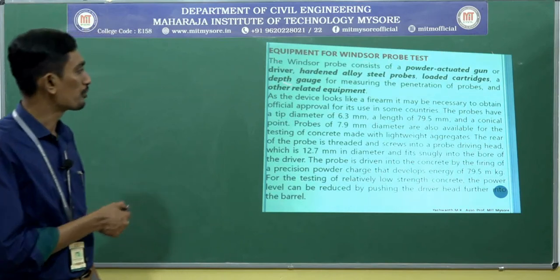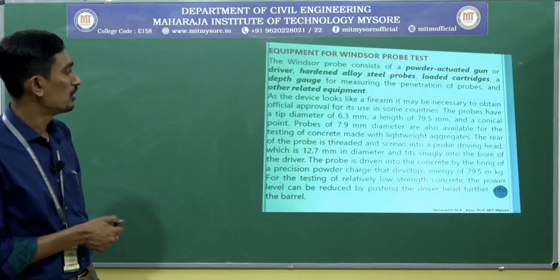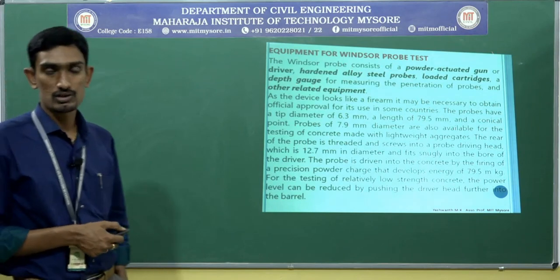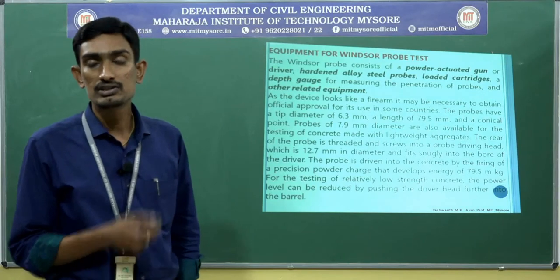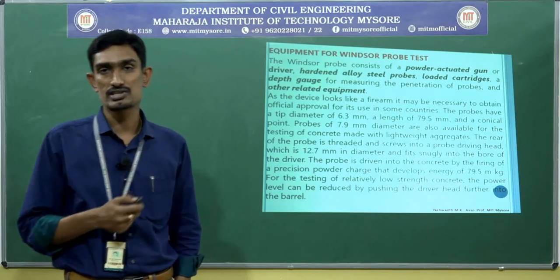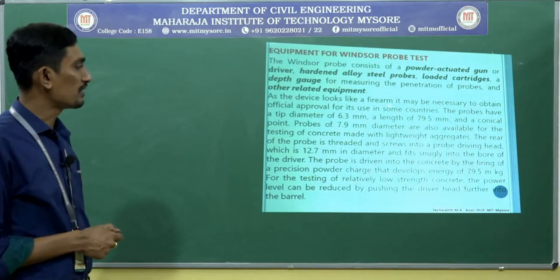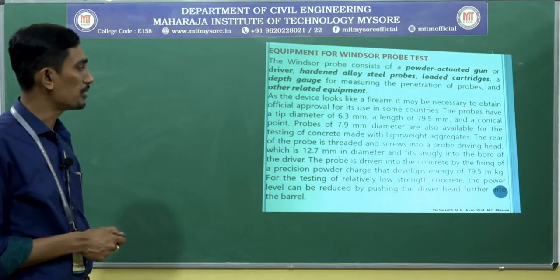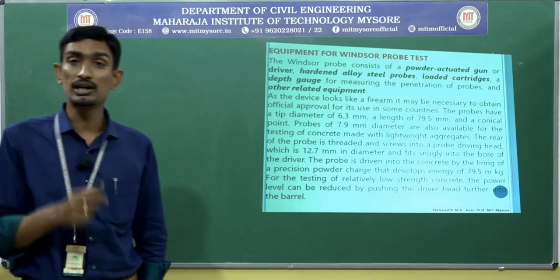So these are all the equipment they are going to use: powder actuated gun or driver, steel probes, and then depth gauge. These are all the equipments used in order to perform the Windsor probe test or penetration resistance test. Next, as the device looks like a firearm, it may be necessary to obtain official approval for using it in some countries. That's what. This was the limitation.